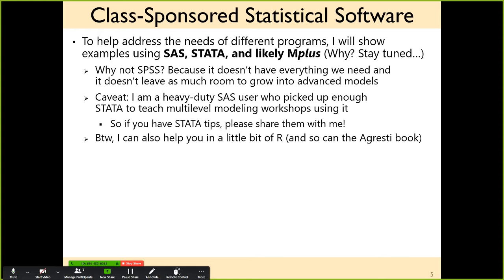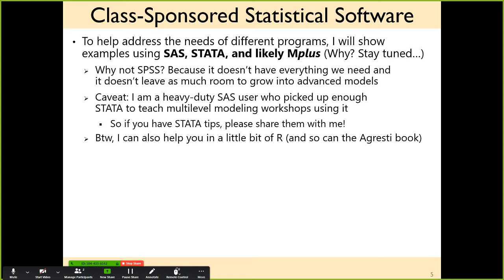SPSS is a fine program for what it can do. It's often taught in introductory classes because it is menu-driven. You don't have to actually write code. You can just click your way through boxes. Stata works the same way. It has a very nice menu system to where it will actually generate the code through the windows if you want that. SAS does as well, but I've never actually used it that way.